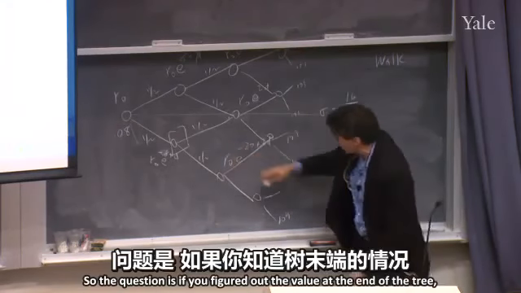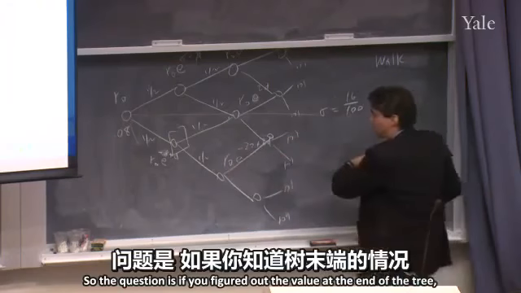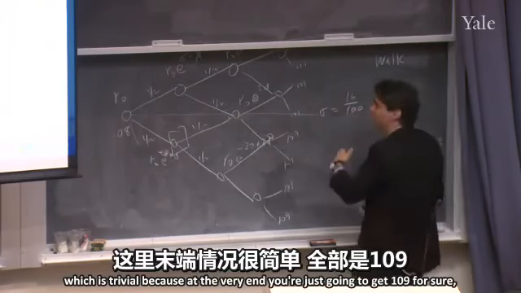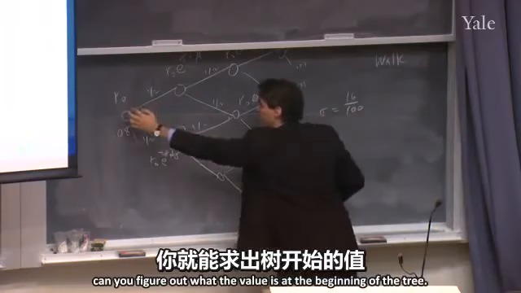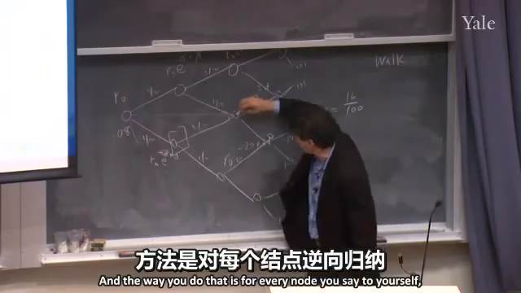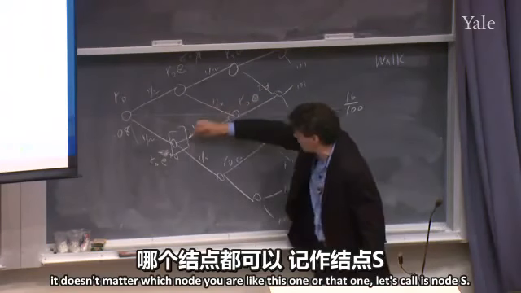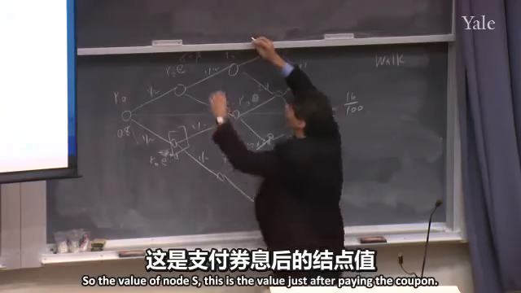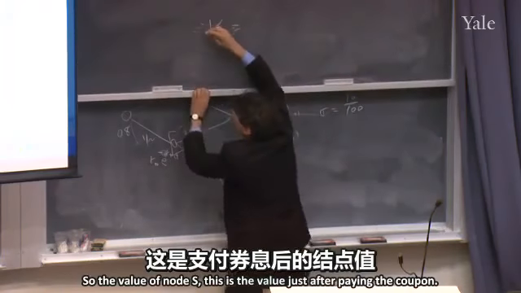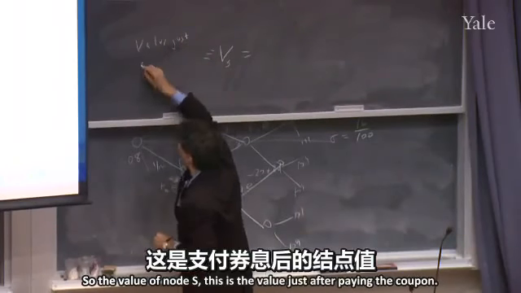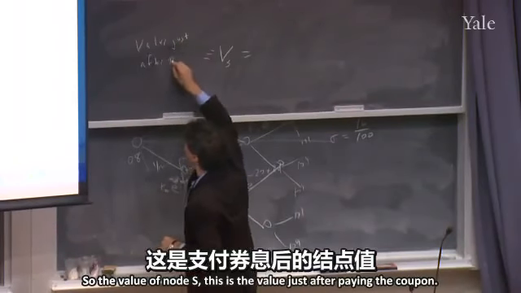So the question is, if you figured out the value at the end of the tree, which is trivial because at the very end you're just going to get 109 for sure, can you figure out what the value is at the beginning of the tree? And the way you do that is for every node, you say to yourself, it doesn't matter which node you are, like this one or that one, let's call it node S. Okay, so the value of node S, this is the value just after paying the coupon.